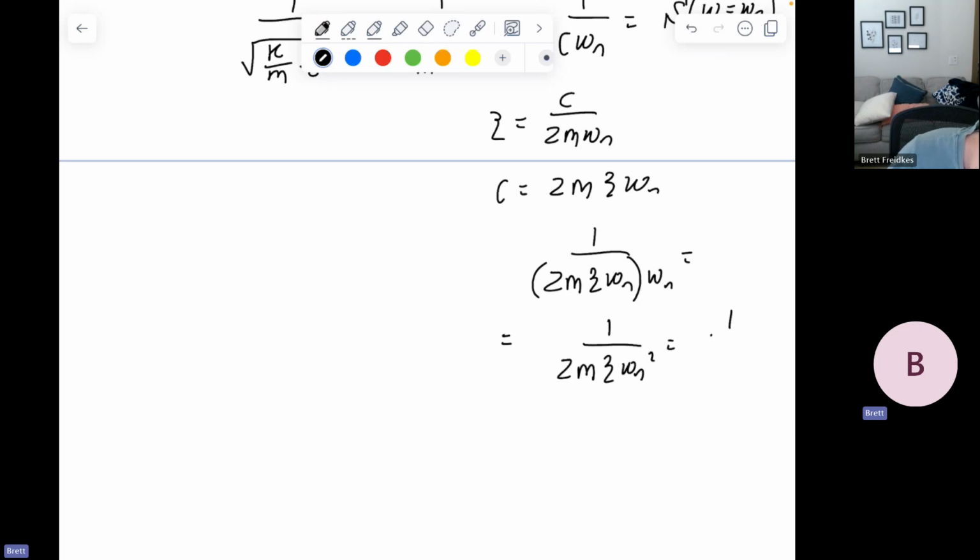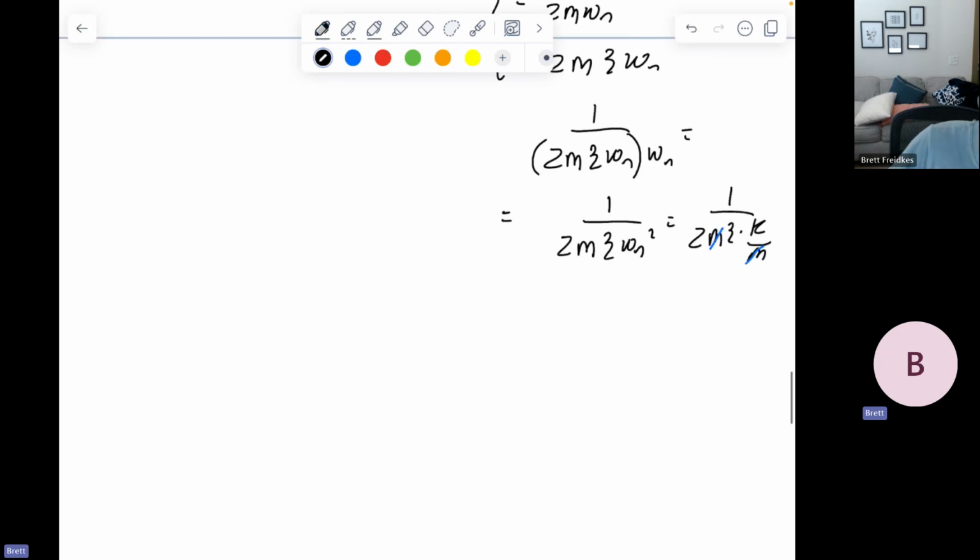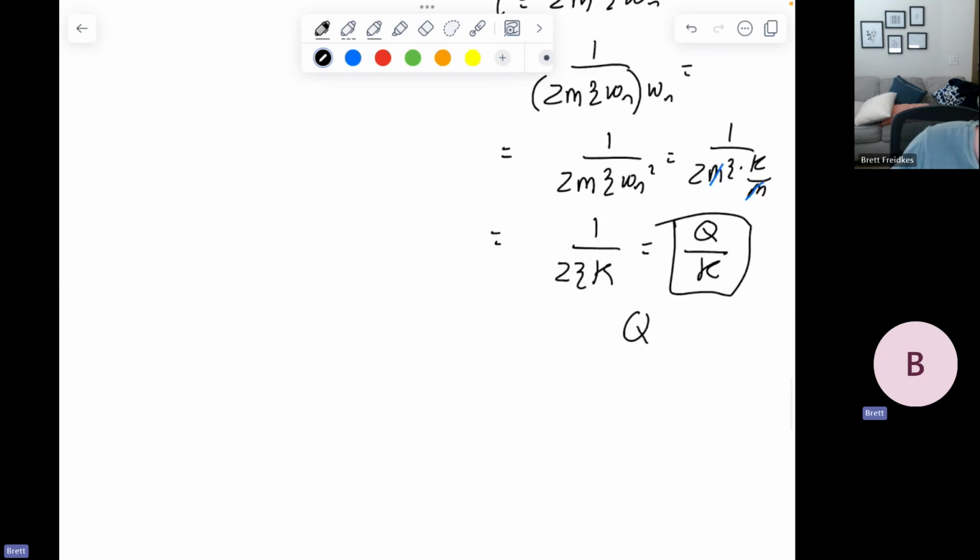We already know what omega n squared is. That's k over m. What we'll see is that these m's cancel, and then I am left with a sensitivity of 1 over 2 zeta k. And by definition, this 1 over 2 zeta is the quality factor of the system. This ends up being Q over k, where Q by definition is 1 over 2 zeta.